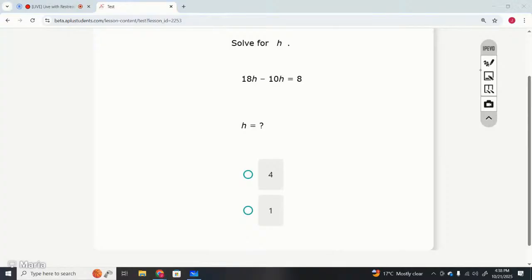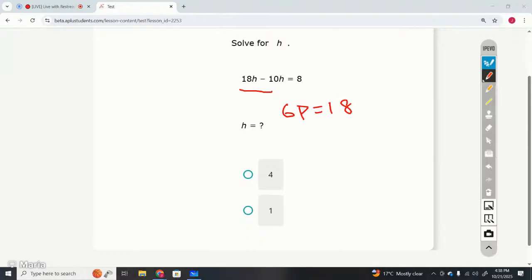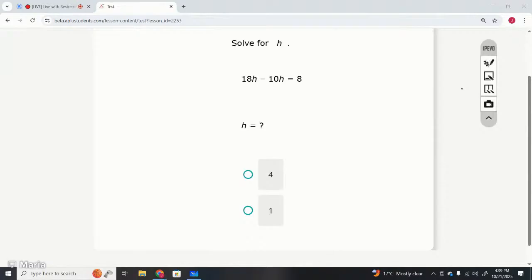10h minus 8h equals 8. That is 8h equals 8. So h equals 1. Option number 2 is the correct option.